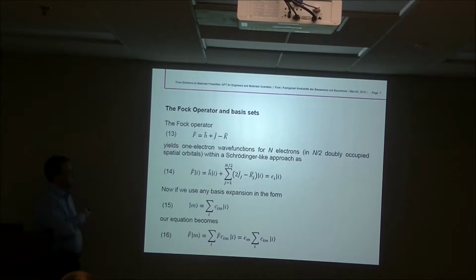Now we can work. We have the Fock operator. We have already seen this last session, and this yields one-electron wave functions for n electrons. If we doubly occupy our spatial orbitals, we have n-half orbitals. We integrate over all of spin, we say all are doubly occupied, and we just have to go for n-half.